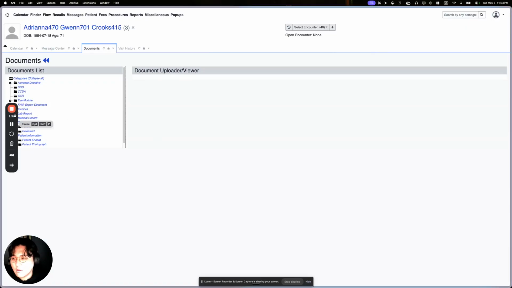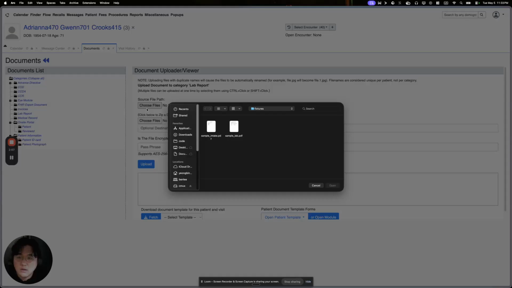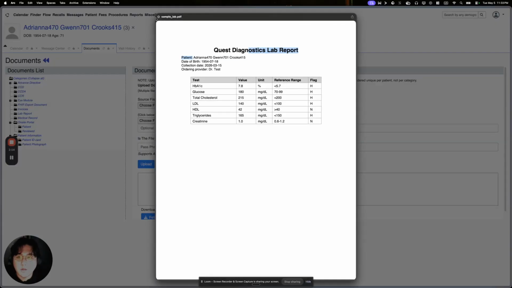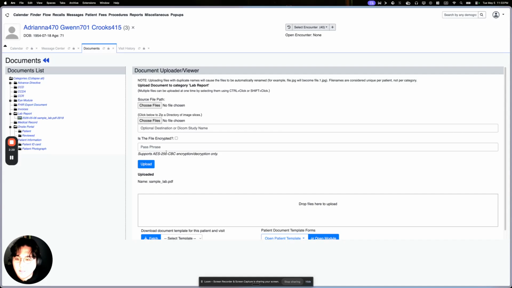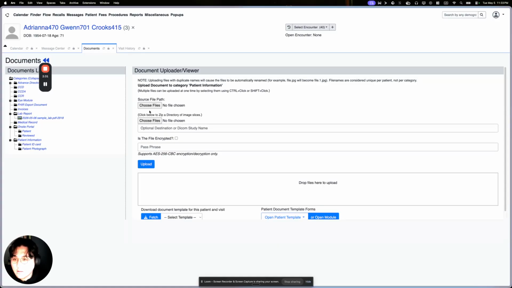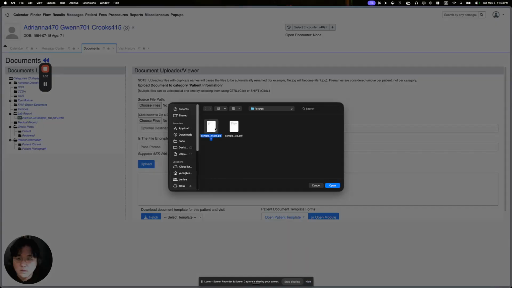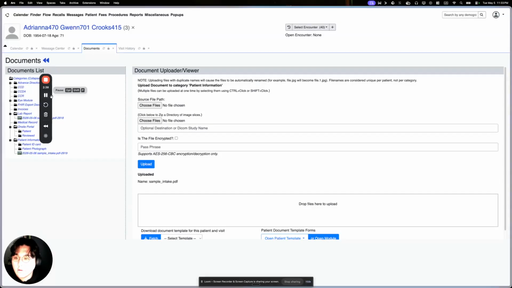Here you're able to upload documents on this particular patient. I'm going to be uploading this lab report, a sample lab. Take a quick look, it has a patient's name on it. We're uploading this PDF, and then for the patient information, we'll have the intake form as well. Upload. Now both of these are uploaded, as you can see to the side here.